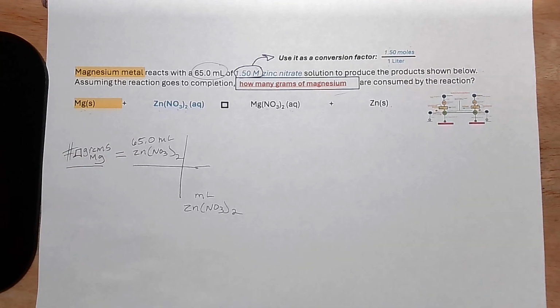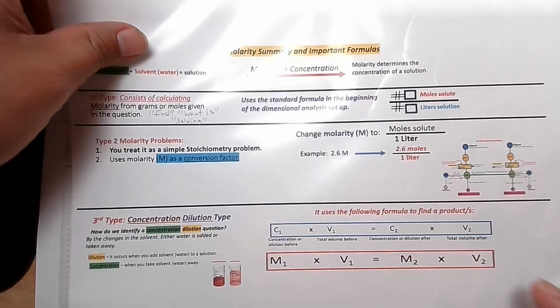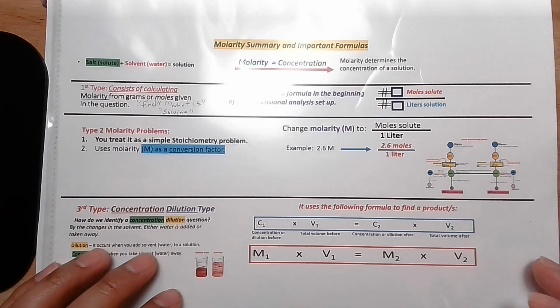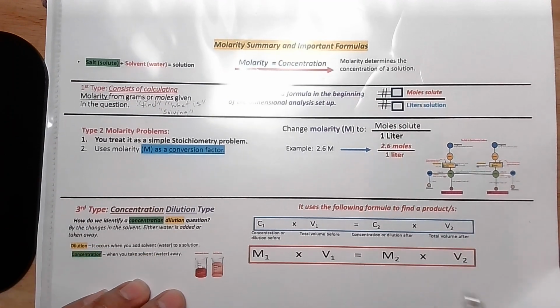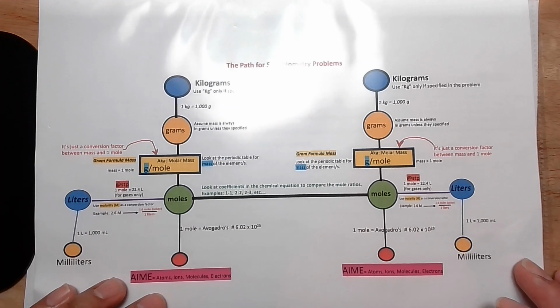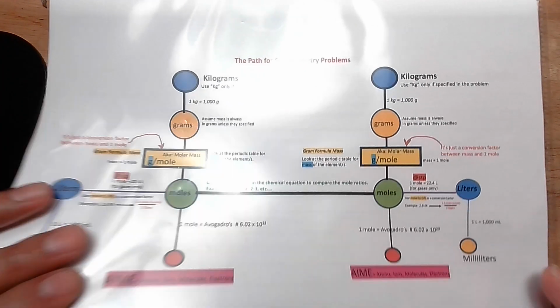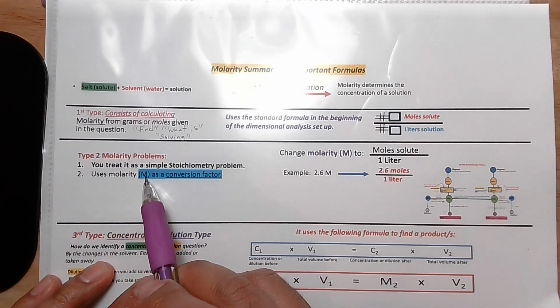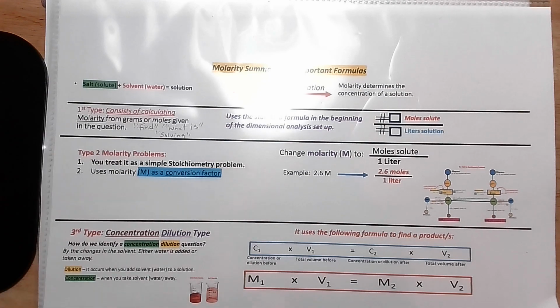Okay, so this question is in regards to type 2 molarity problems. For type 2 molarity problems, you treat it as a simple stoichiometry problem, meaning that you're going to use the stoichiometry path, and it uses molarity M as a conversion factor.